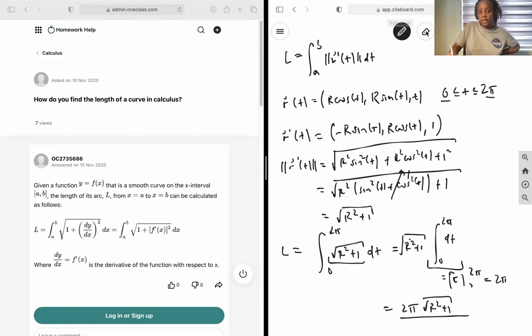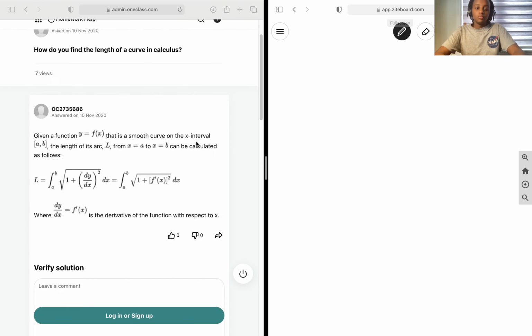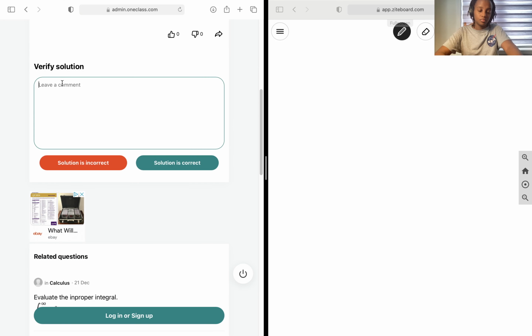And that's just how you do it. If you've got whatever r, find the derivative, find the magnitude, plug it into what you have. If it does have a t variable, you will have to deal with it. If it's just a constant, pull it out and calculate the integral. And that's it. Okay, on to our next question.